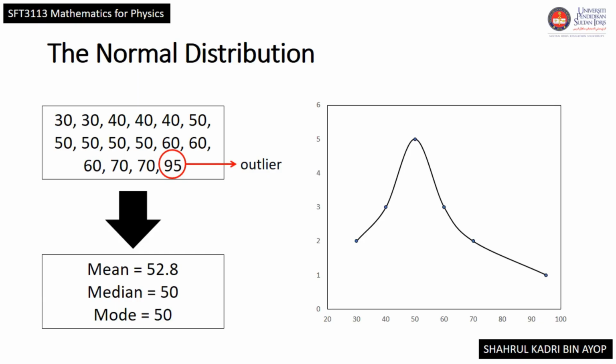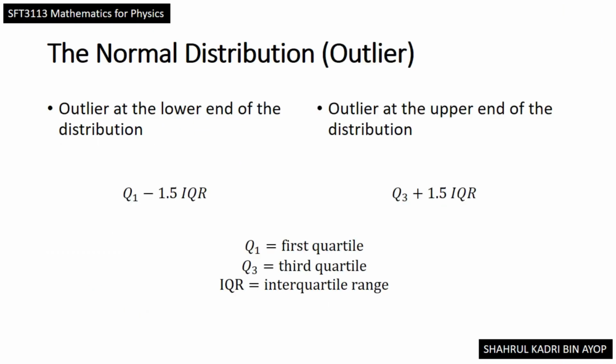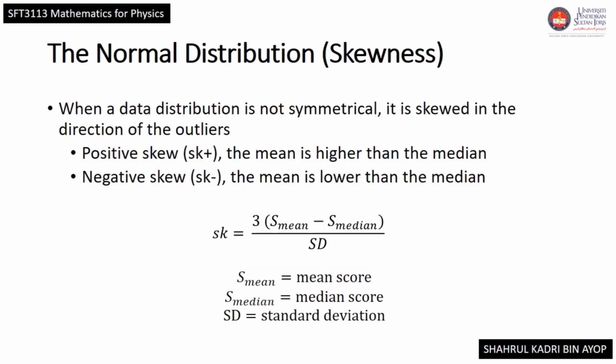However, when there is an outlier, it affects mean, but not the median or mode. As you can see here, if an outlier is at the lower end of the distribution, it will affect the first quartile. But if the outlier is at the upper end of the distribution, it will affect the third quartile. So, when a data distribution is not symmetrical, it is skewed in the direction of outliers.